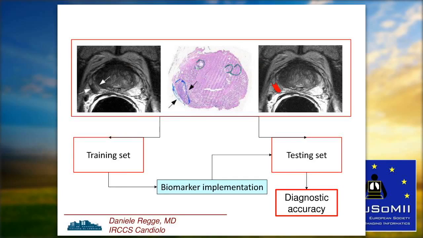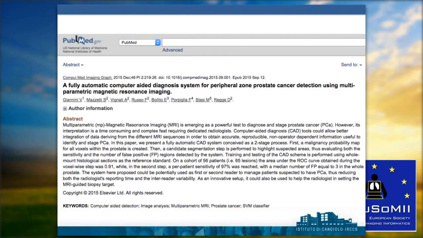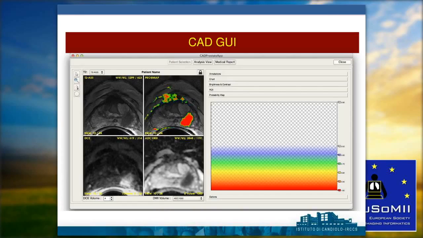And then, of course, we had to assess what the standalone diagnostic accuracy was, so we took another testing set, which was different from the training set, and we measured the accuracy of our CAD. Here you can see on 56 patients we had a per patient sensitivity of 97% with a median number of false positives equal to 3 on the whole prostate, which is very good work. There's still one step further.